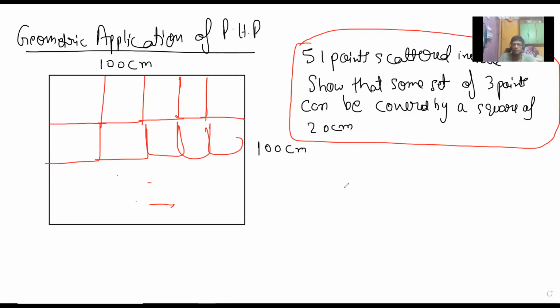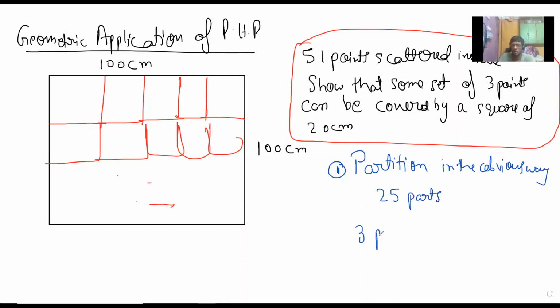And then what can we say? Three points, right? At least 3 points will go in one box. So we partition in the obvious way, in the most natural way, and we have 25 parts. So 3 must go in one part, right? At least 3 points must go in some box. We don't know which box, and we don't know exactly how many points, but we know at least. So this was a very simple question, just a review.